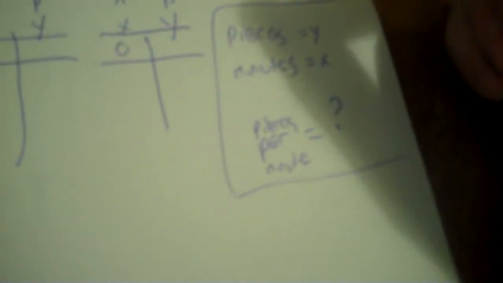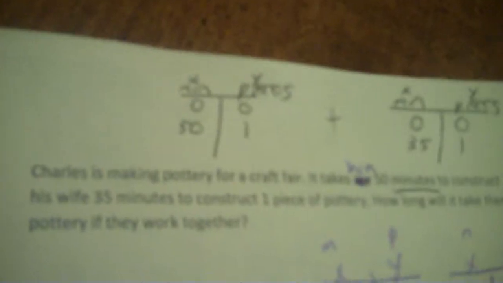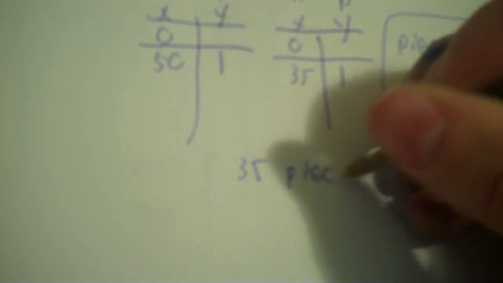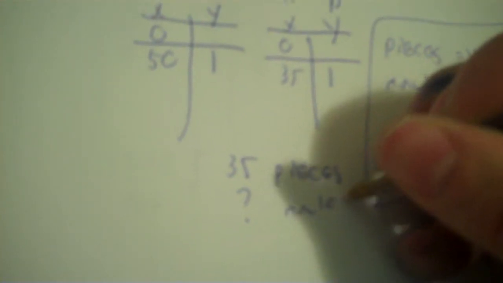And I don't even care if you just put M and P. So 0 block, because we don't know. We can't do the 0, 1, 2 without the pieces per minute. Okay, leave that empty. Now let's place the numbers. 50 minutes, 1 piece. On the other table is wife, 35 minutes, 1 piece. 35 pieces, and it's my job to find how many minutes that would be. I don't put the 35 pieces on either table, because that's together.